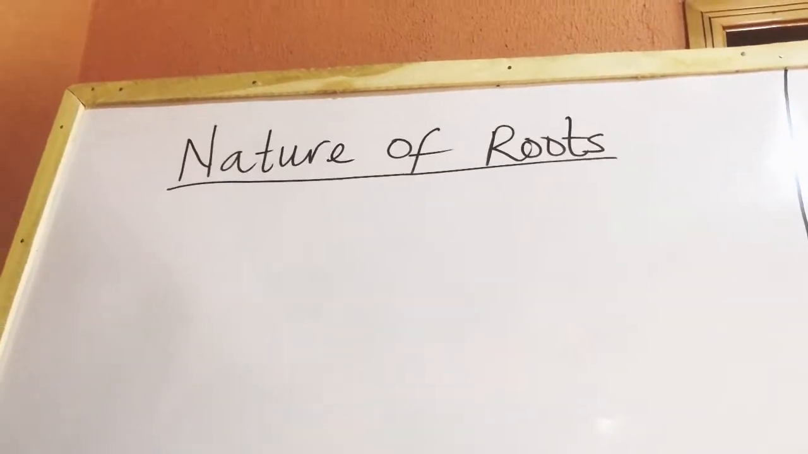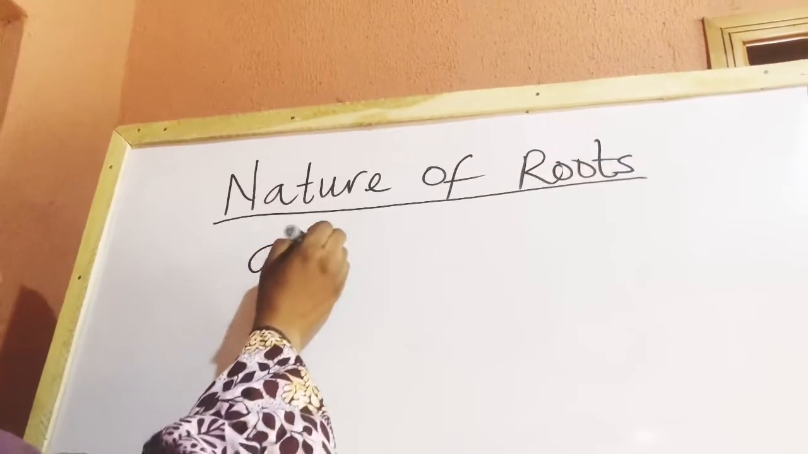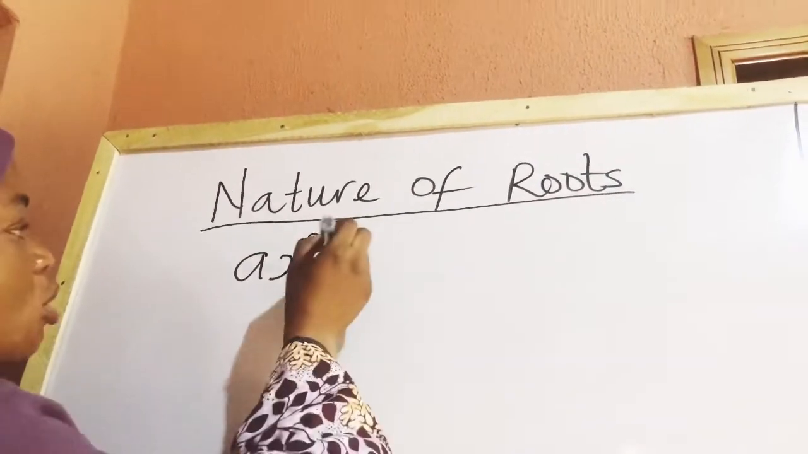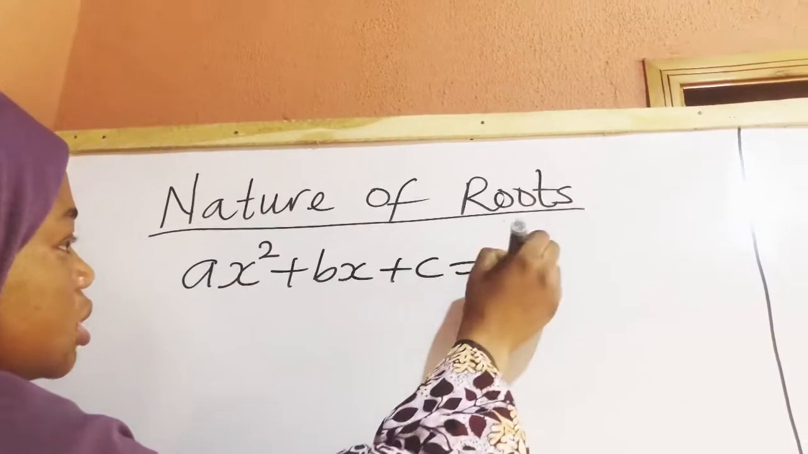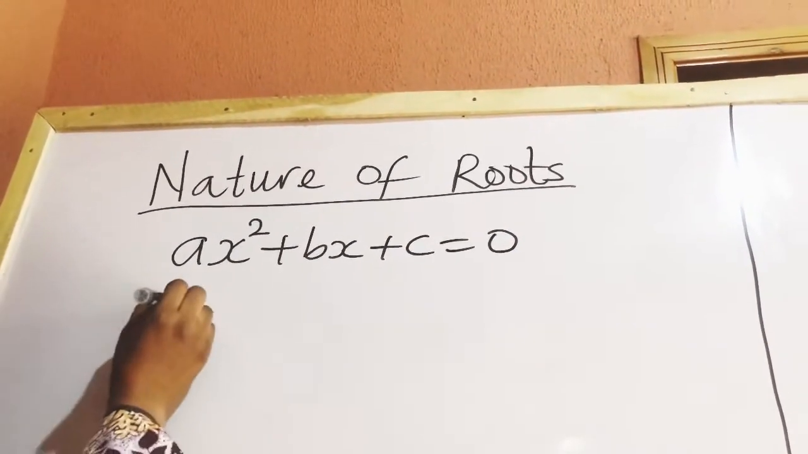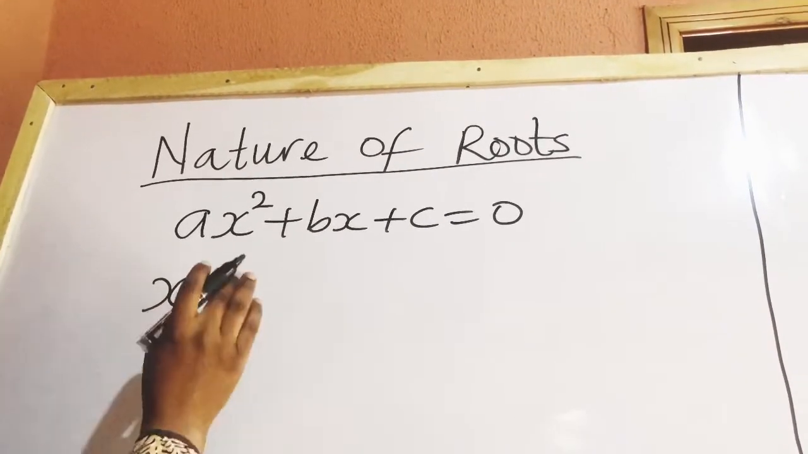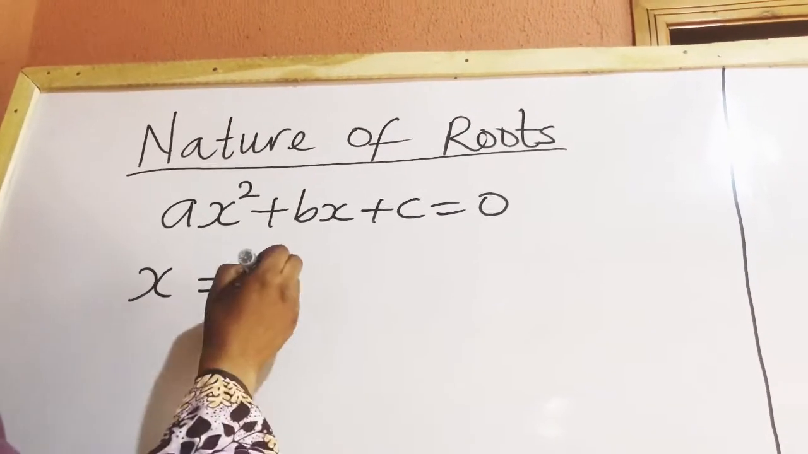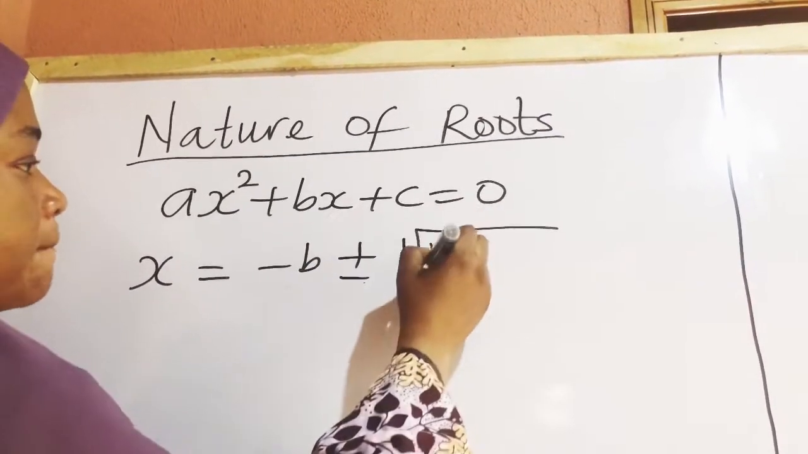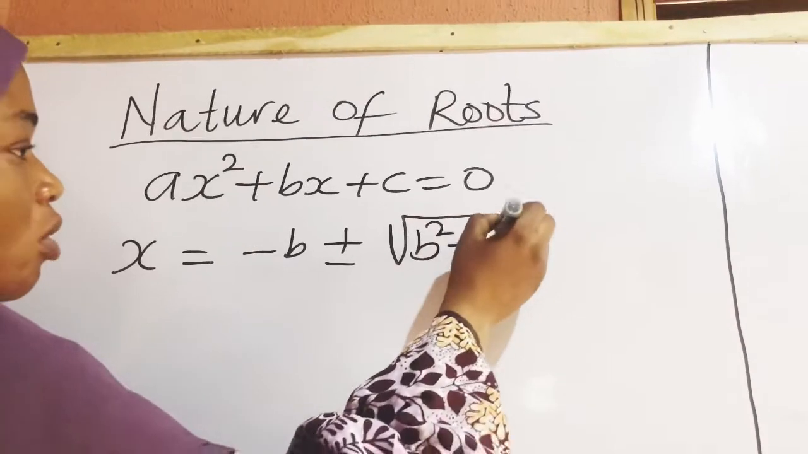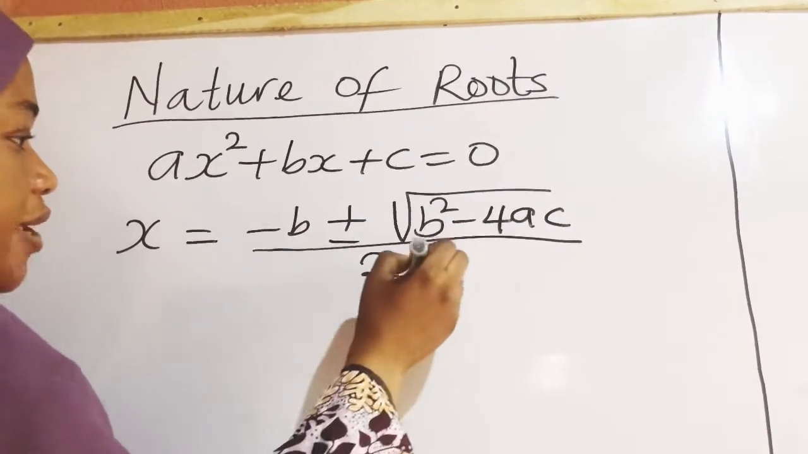Welcome back. We already know that the solution of a quadratic equation in the form ax squared plus bx plus c equals 0, that is, the roots of that equation, is x equals minus b plus or minus the square root of b squared minus 4ac, everything over 2a.